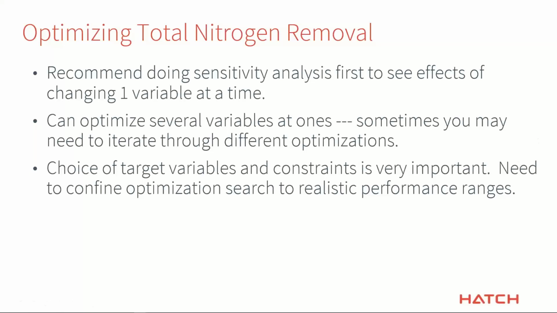But the choice of the target variables and the constraints is very important. The constraints meaning I don't ever want to go below a certain airflow because maybe that would mess up my mixing. And you need to confine it to realistic performance targets. The optimizer itself is only going to do what you tell it to do.